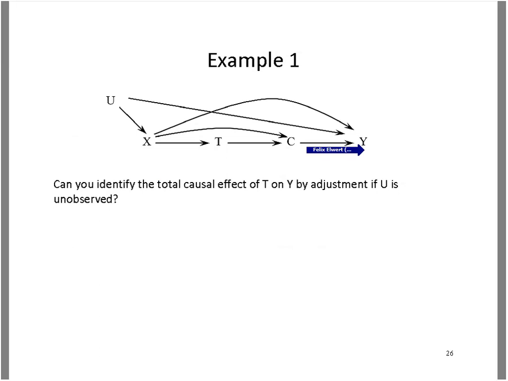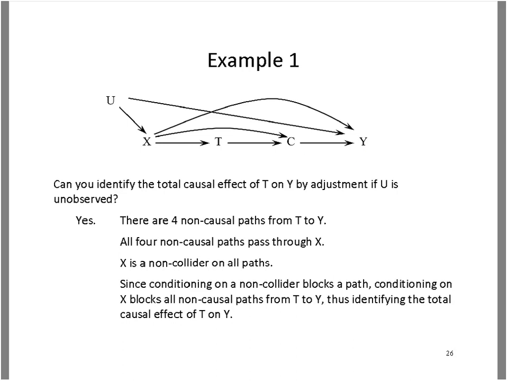So the answer is that simply applying the rules that we've just learned, the answer is yes, you can. There are 4 non-causal paths from T to Y. Actually, sorry, let me restate the adjustment rule. The adjustment rule says that the causal effect of T on Y is identifiable if you can block all non-causal paths without blocking any of the causal paths. So what are the causal and non-causal paths? Well, there's one causal path, T to C to Y, and we don't want to block that.